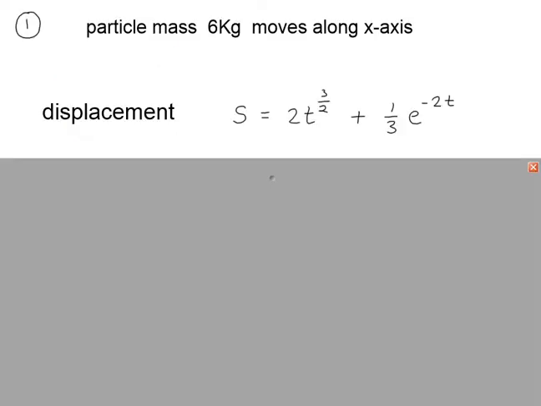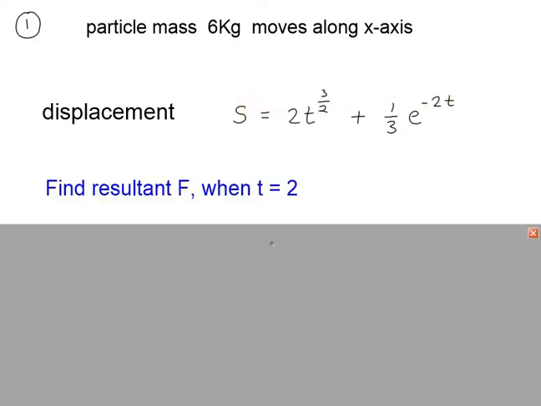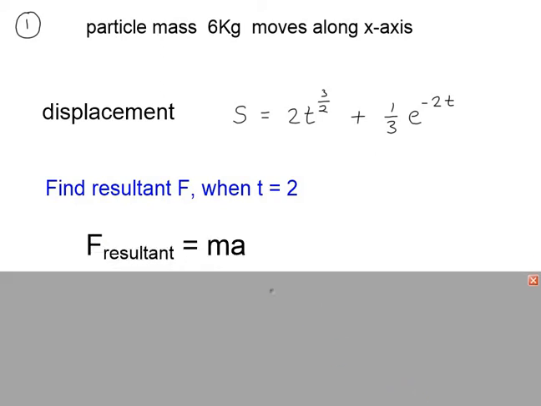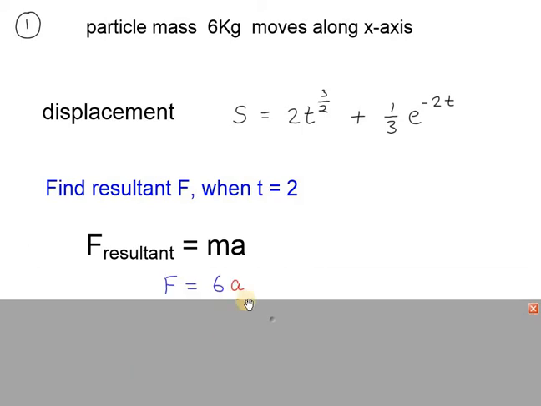Example 1. A particle with a mass of 6 kilograms is moving in one dimension, it's moving along the x-axis, and its displacement is a function of time. We want to work out the resultant force on the particle at the instant when t equals 2 seconds. F equals ma, where F is the resultant force on the particle. The mass is 6 kilograms.